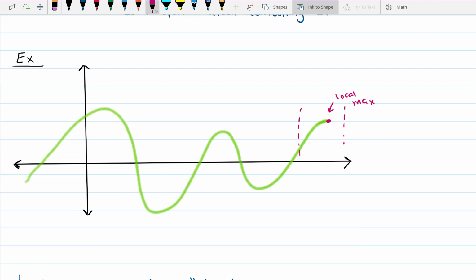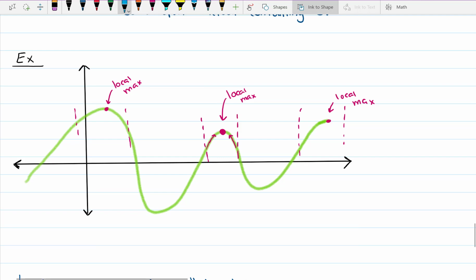Now I'm going to take an interval and I'm going to say let's look at from here to here. So this point is bigger than all of these y values. So this is also a local max. I'm going to do that again. I'm going to restrict my interval from here to here. So this would also be a local max.